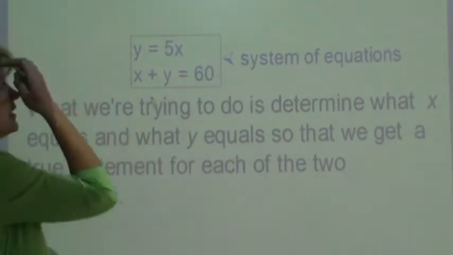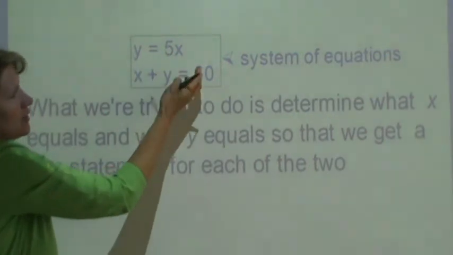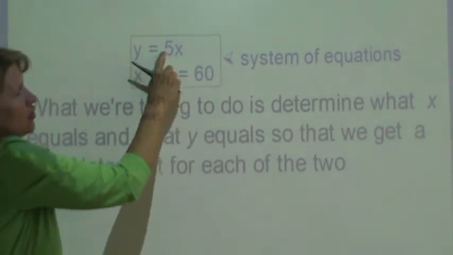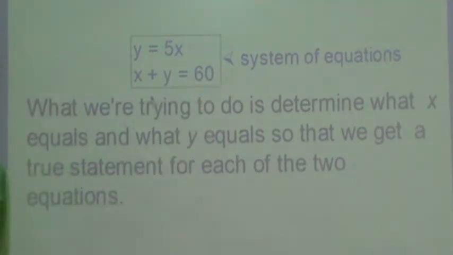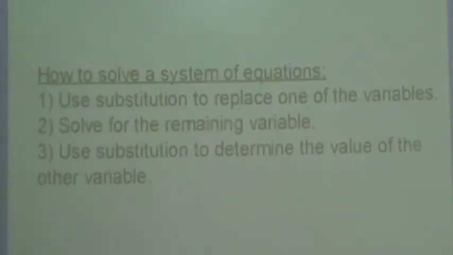But if I were to pick one that didn't work, so let's say I thought x was 2. 5 times 2 is 10. Well, 2 plus 10 doesn't equal 60, so that's not my solution. Okay, so you've got to find the one that works. Now, we got lucky on that one. All right, so I'm going to show you mathematically how we can get there.